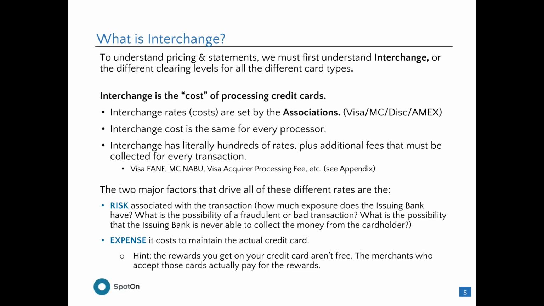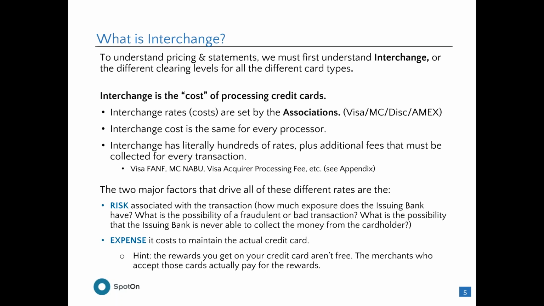And why there are so many is each card type, each way you transact a transaction, every business type. So there are clearing levels for supermarkets versus auto rental, for example. But there are hundreds and hundreds and hundreds of rates. We do not expect you to know all the rates. We do not expect you to even know half of the rates. We simply want you to understand what interchange is and understand that it is fixed and understand just kind of at the high level what interchange means for us as a processor and what it means for the merchant.